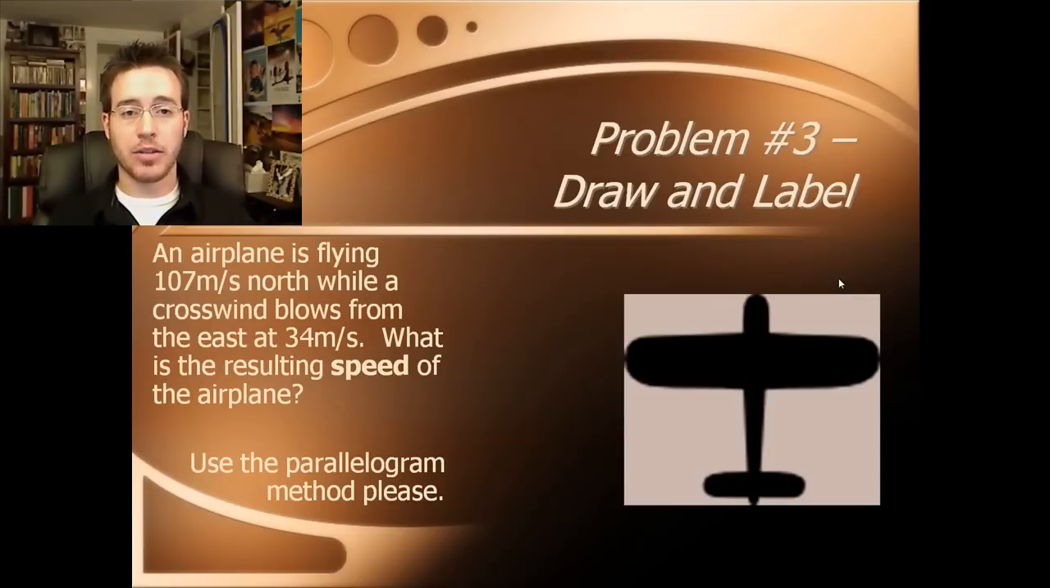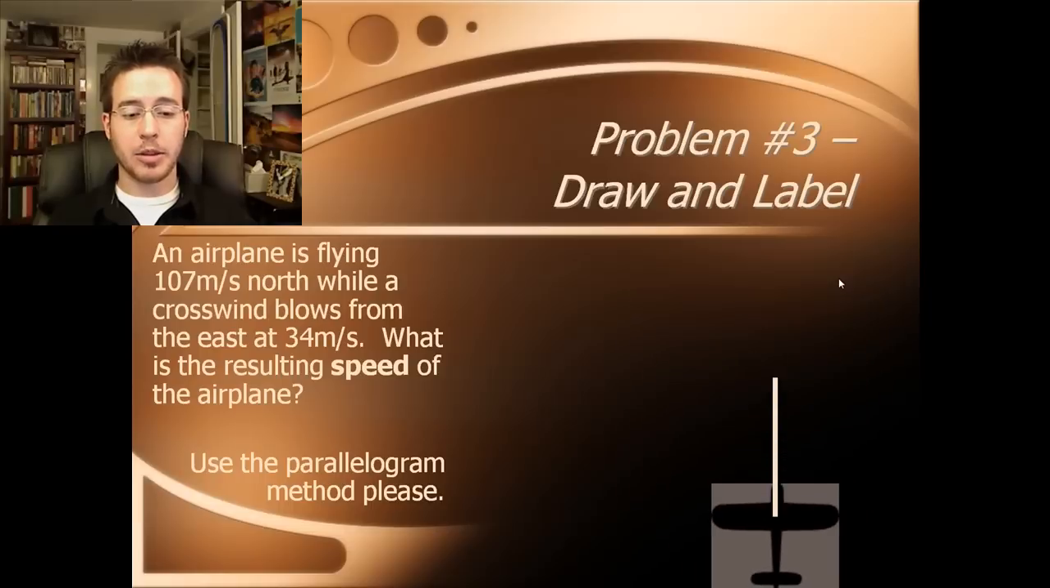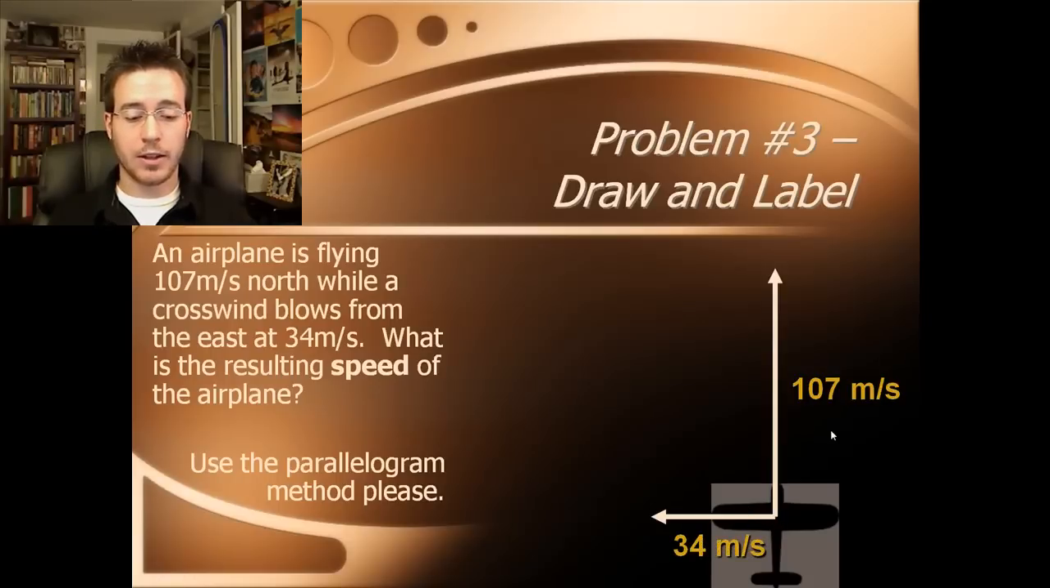Again, I'm going to start with a picture of the airplane and label it with its first vector, which is going to be 107 meters per second. And its second vector will go east at 34 meters per second. Now again, since I'm using the parallelogram method, the two vectors need to go tail to tail. You see right here, tail to tail. Go ahead and label that second vector there. Using the parallelogram method, we will draw in the next vector and bring it over so that it's perfectly parallel to the original vector. Then do the same thing with the second vector.